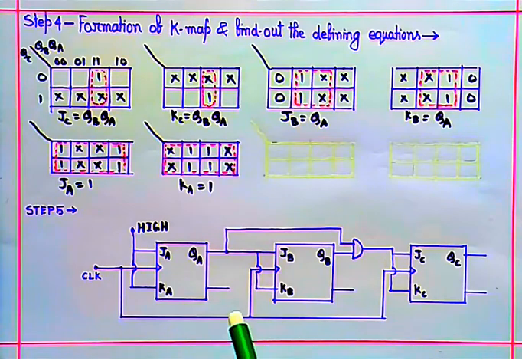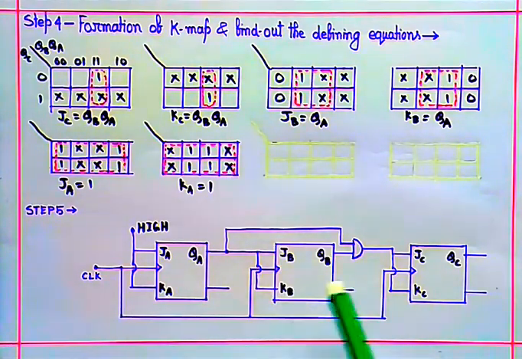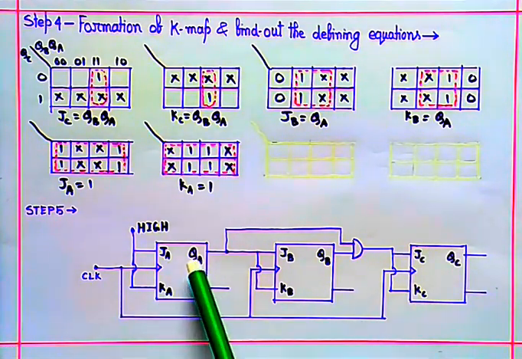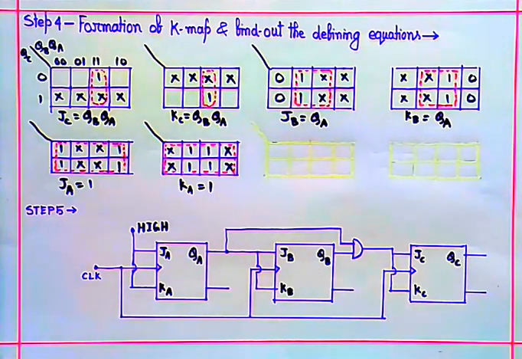First draw 3 flip-flops: flip-flop A, flip-flop B, flip-flop C. Give pin names JA, KA, QA, JB, KB, QB, JC, KC, QC. You know that this counter is synchronous, that means you have to apply the same clock to all 3 flip-flops. Notice that here I am applying the same clock to flip-flop A, flip-flop B, flip-flop C.